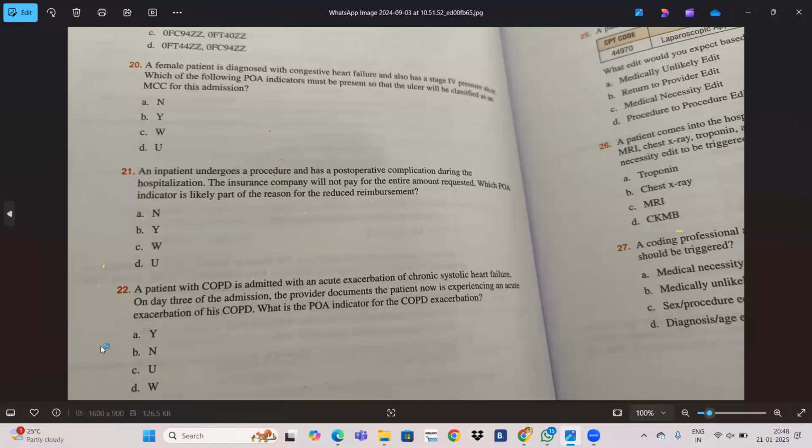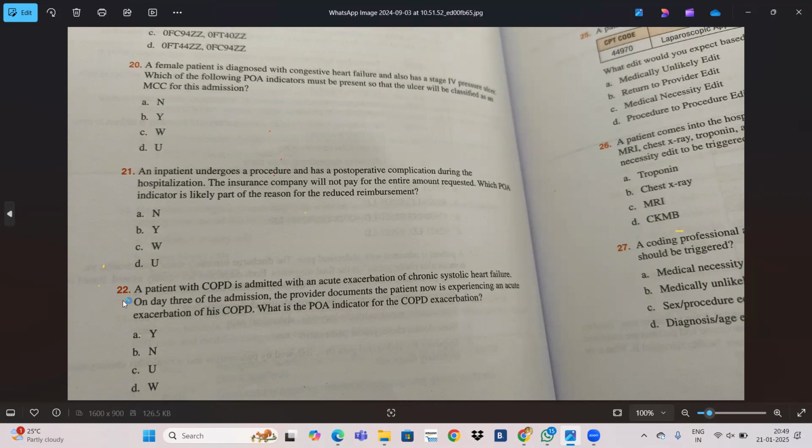So what is the answer for 20? Option B, because the patient presents with two conditions, no? Congestive heart failure and stage 4 ulcer. They are asking what is the POA for the ulcer. Both are present at the time of admission, right? They are diagnosed with conditions, no? So now 22.